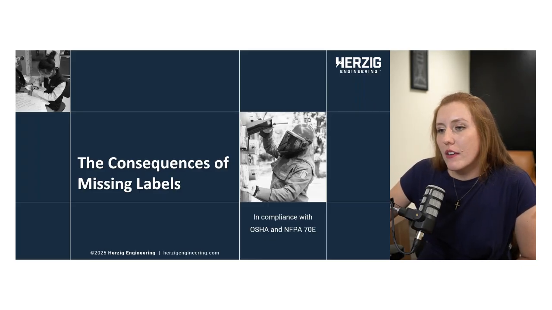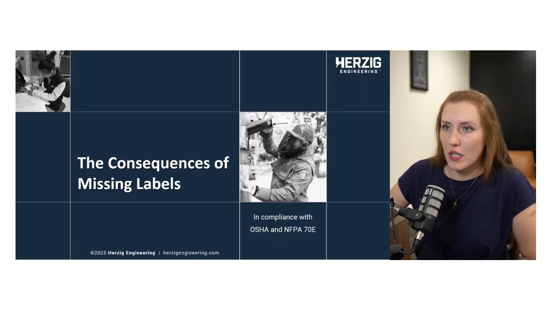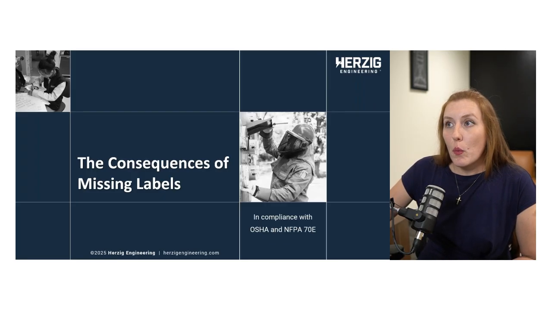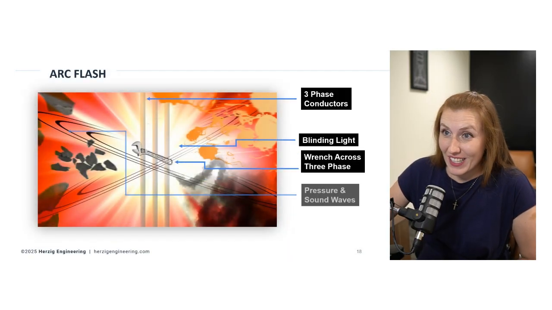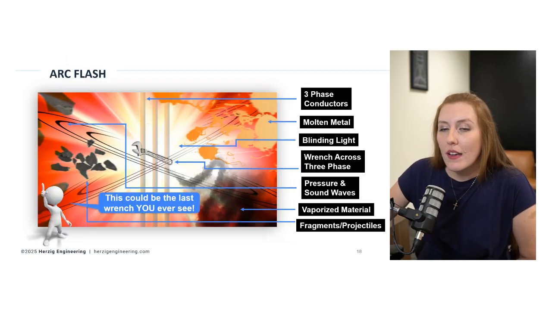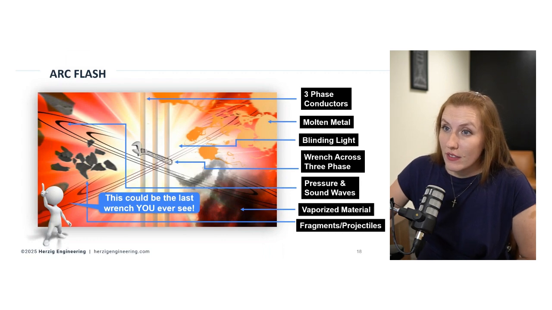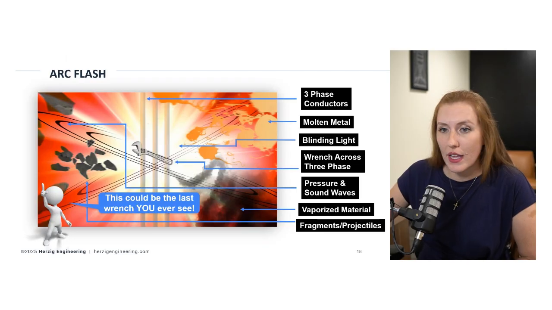So what happens if you miss those labels? What happens if you don't apply them? Well, whether there's a label or not, of course there's the potential for an arc flash, frankly. A label's not stopping an arc flash from happening if it's going to happen. What it does is helps provide you the information for the severity, how far out it can hurt people, and how to protect yourself when you're interacting with that equipment.